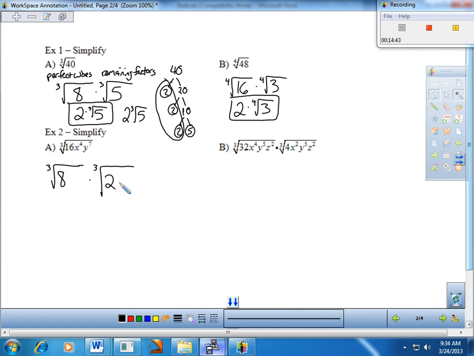Now here's where you come in, please, if you would. Write it down before I say it. What is the largest perfect cube that goes into x to the 4th? So you look at that list. Well, x cubed goes into x to the 4th.